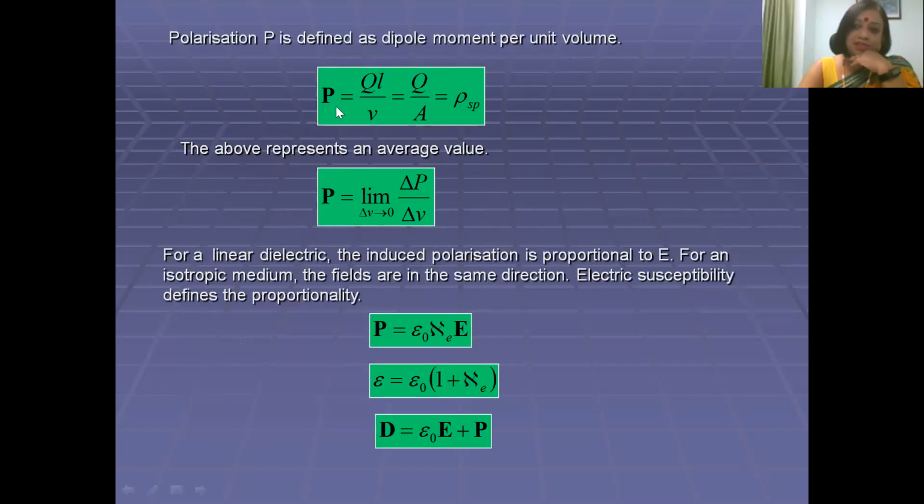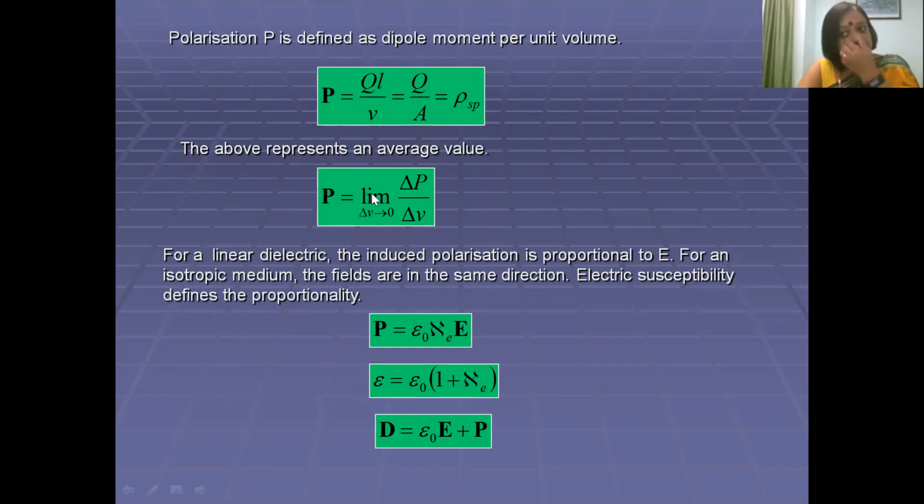So polarization depends upon the number of bound charges, and therefore the total polarization P can be written as Q into L into V. This is the total effective dipole moment, which can again be written as Q by A, which is equal to rho SP. So therefore, this is the polarization charge density. And P can also be written as the limit.